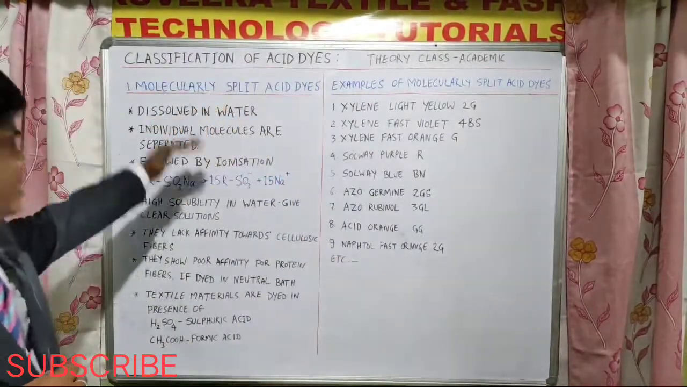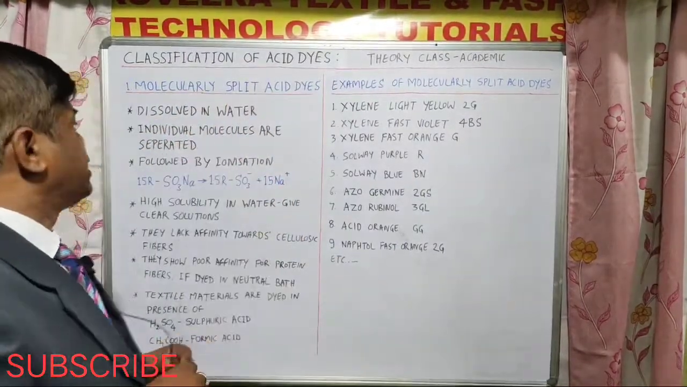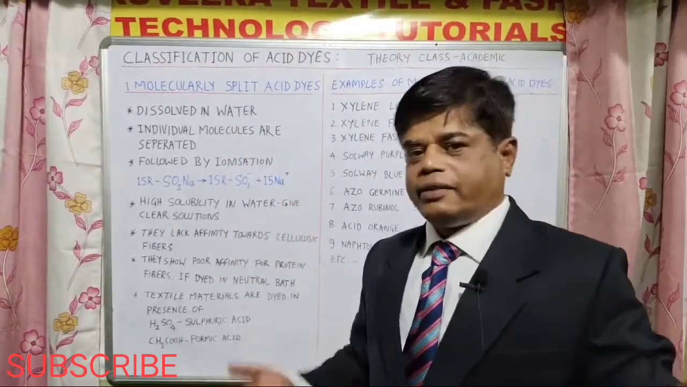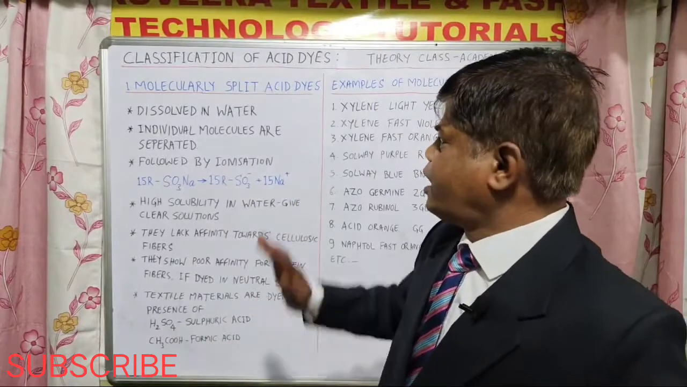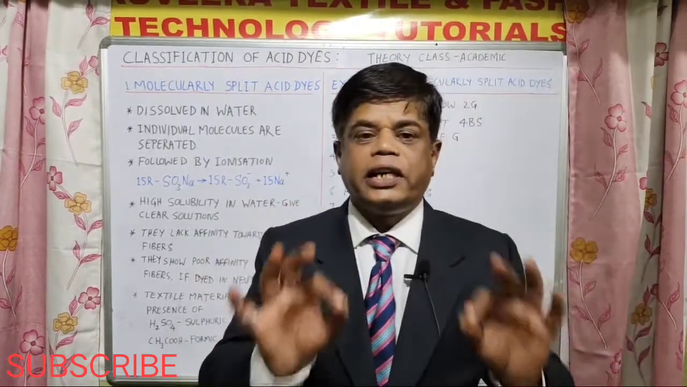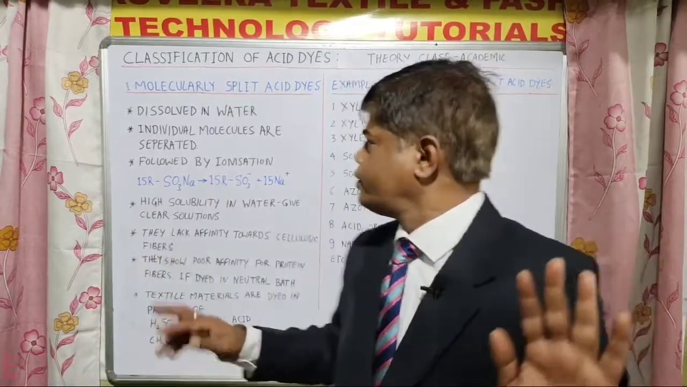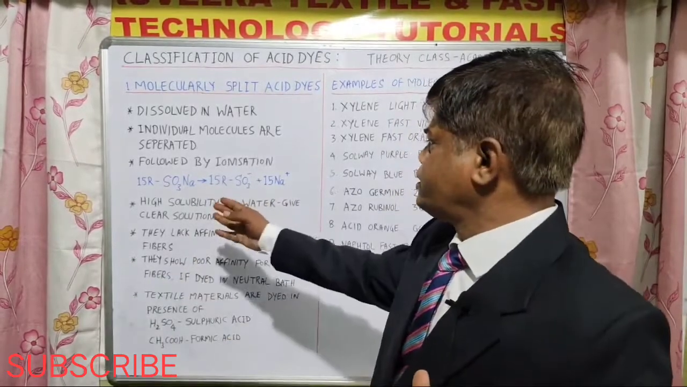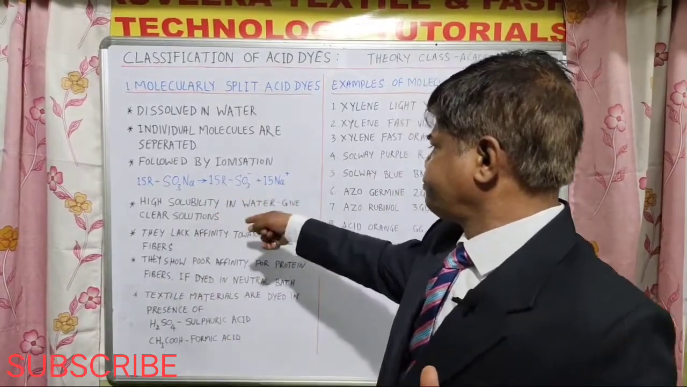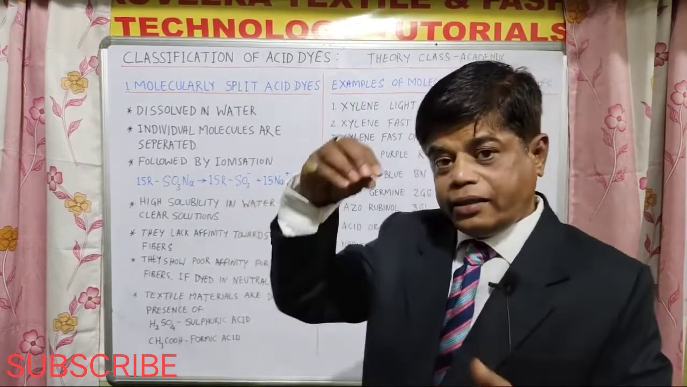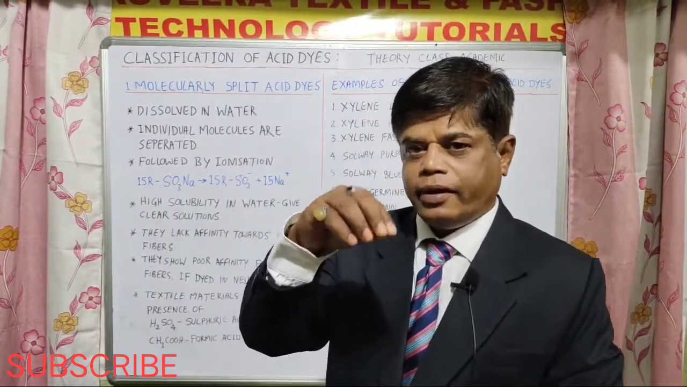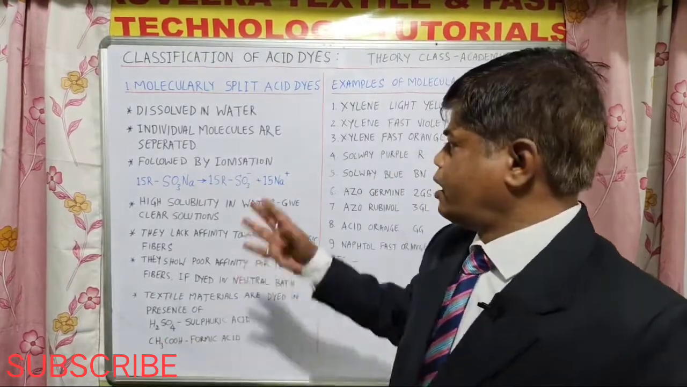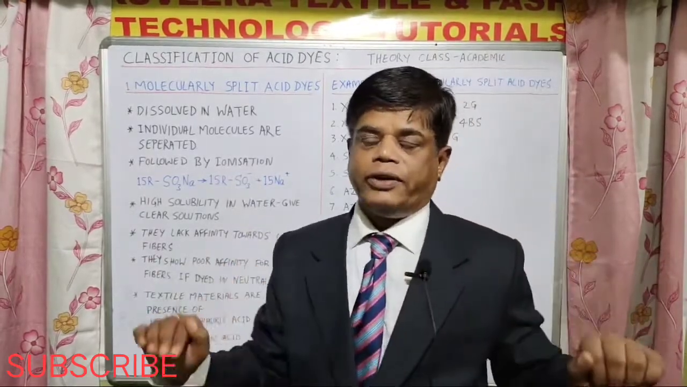Now I will discuss the speciality of molecularly split acid dyes. See friends, they are just dissolved in water, and the individual molecules are separated, each and every molecule, followed by ionization. A chemical example is given here: sodium is there as a positive ion. When the dye is added to water, ionization takes place. You know the chemistry: anions and cations, positive and negative ions, are formed.